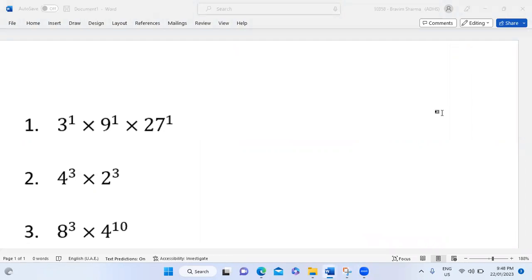Hello everyone. In today's lesson, we are going to solve some questions which are related to the index laws. I have already created some videos related to these index laws and explained each law in detail. But today my main focus will be on solving the questions.